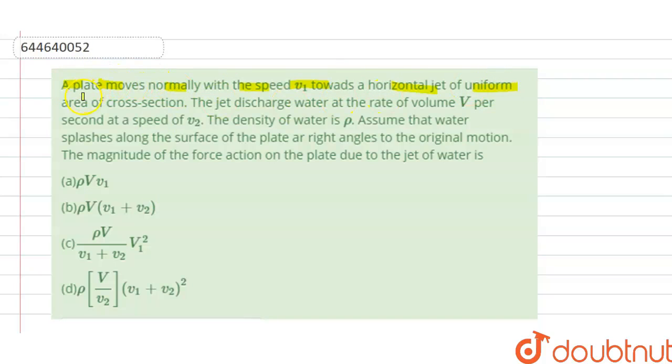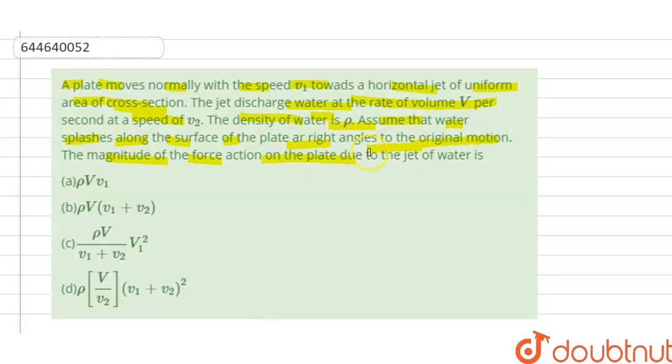Hello students, today our question is: a plate moves normally with the speed v1 towards a horizontal jet of uniform area of cross section. The jet discharges water at the rate of volume V per second at speed of v2. The density of water is rho, and assume that water splashes along the surface of the plate, or at right angle to the original motion.